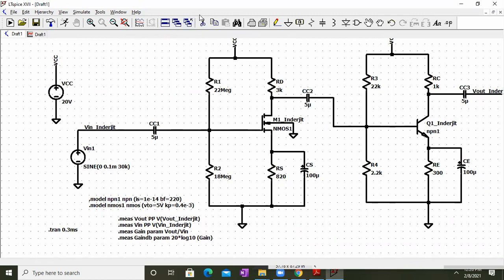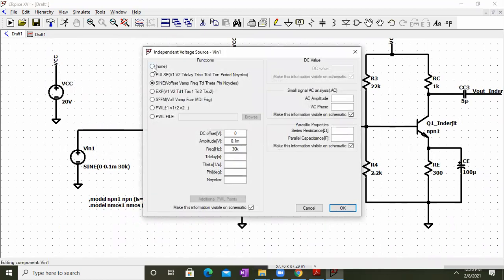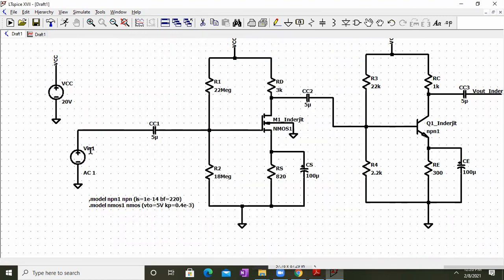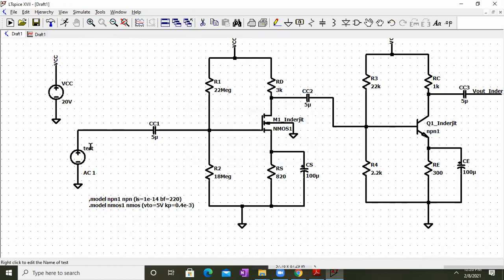So for that we don't require this .trans, neither do we require these .measure statements. We'll remove this, and I'll right click over here, click on none, and click on this one. Okay, so we have to change this to test, because this will be the test source, and we have to give a new label as test.